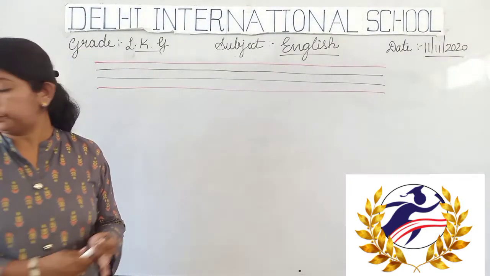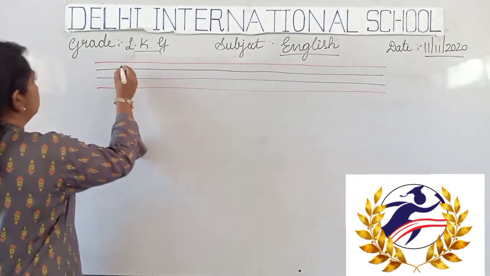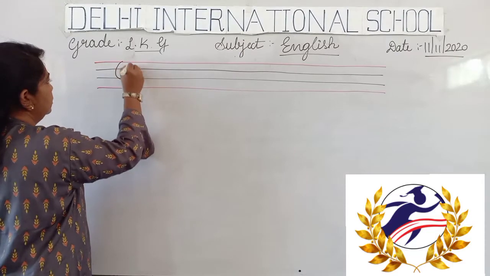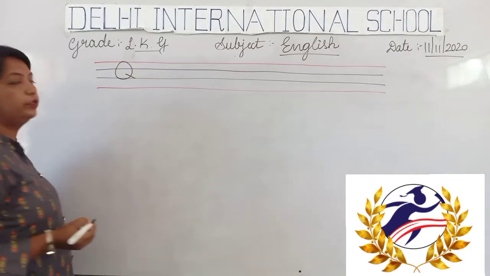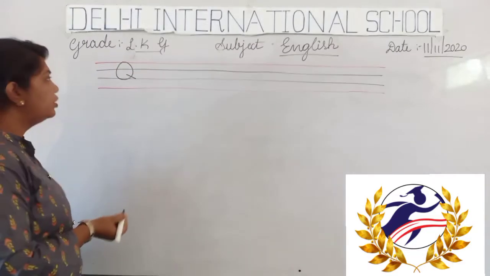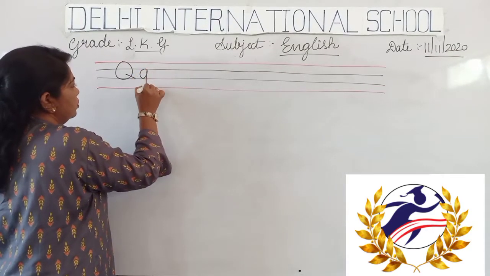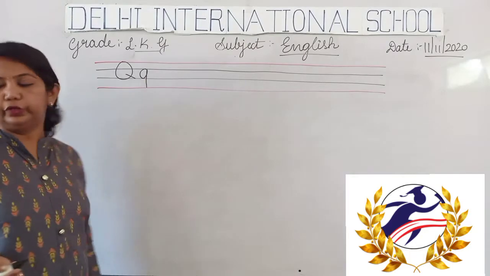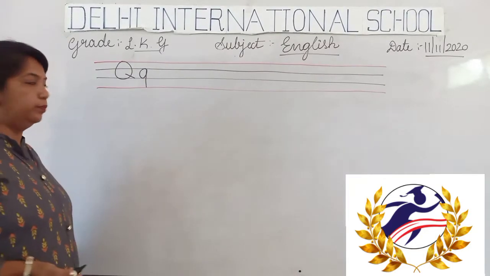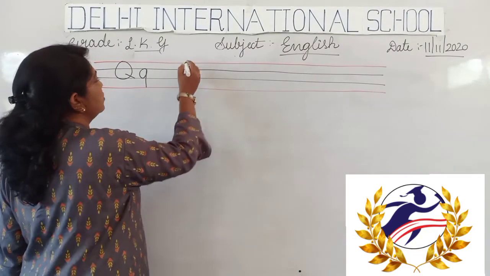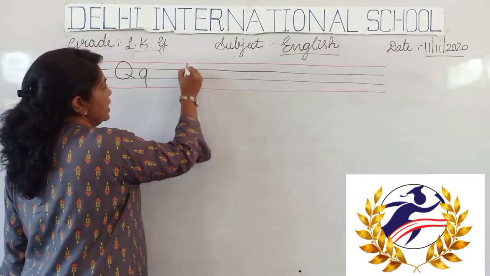Okay? Q. Put one circle and do like this. Q. It's very easy to write. Q. Small q. Small q. Q. Small q. Okay? Next. R.